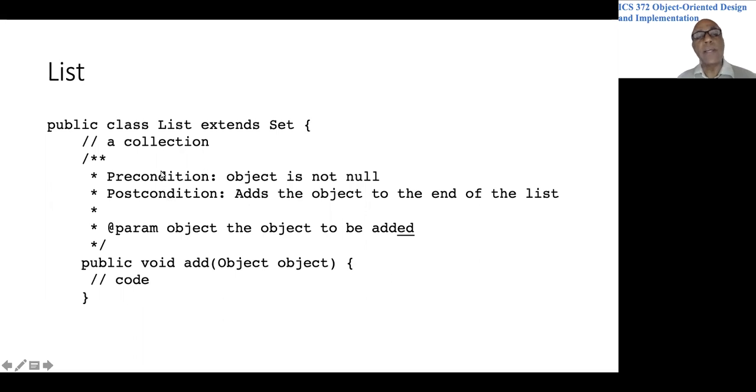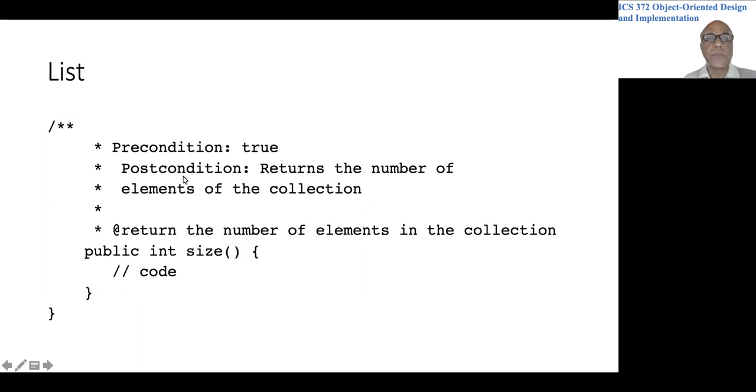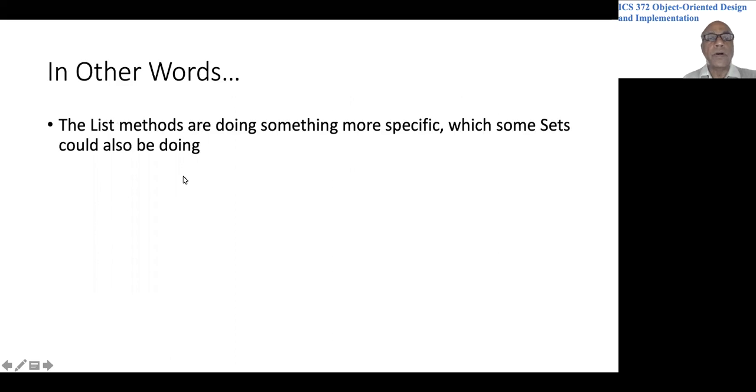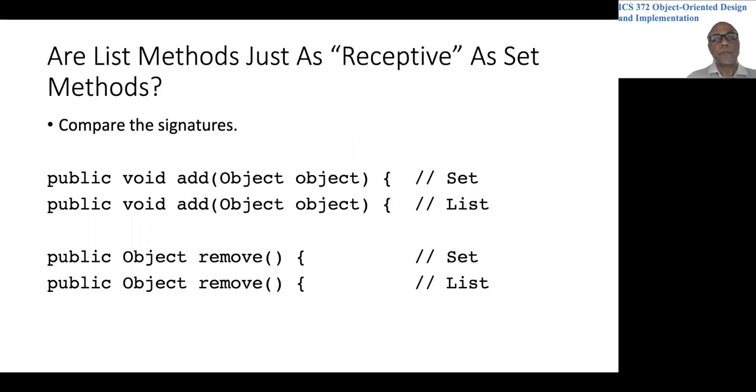And how can we tell? We can tell it from the preconditions and post conditions of the methods. The list methods are doing something more specific, and some sets could also be doing exactly the same thing. So you can never say that there is a violation of the methods' contracts. So these slides are basically showing what we just said.